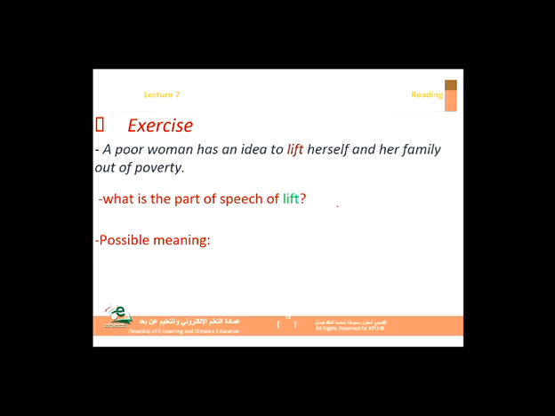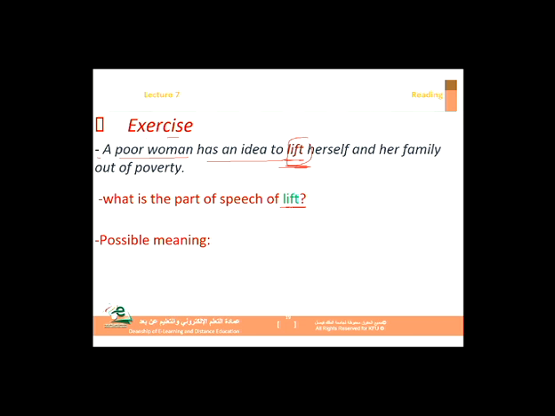Okay. Another exercise here we have. A poor woman has an idea to lift herself and her family out of poverty. So now we have a poor woman. She has an idea to lift, this is the key word here, herself and her family out of poverty. Now think of the part of speech of the word lift. What is the part of speech of that word?